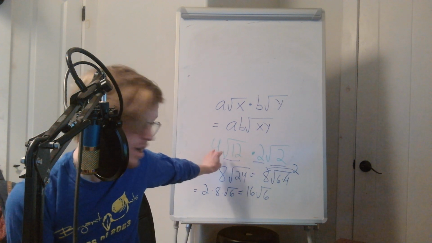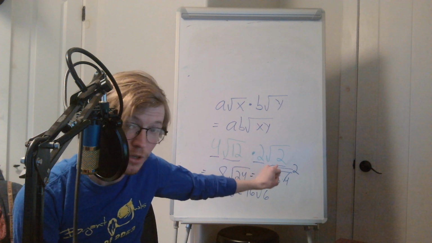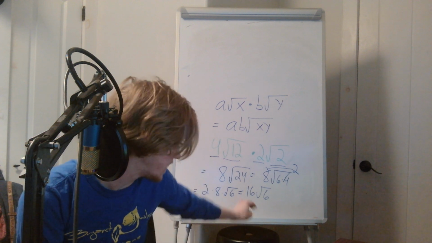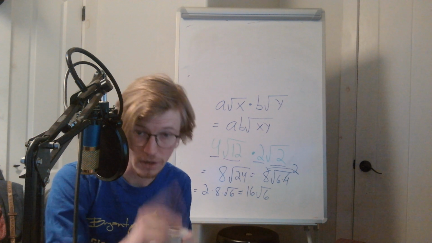So 4 times the square root of 12 times 2 times the square root of 2, when you do all the math and you simplify it down, its most simple answer is 16 times the square root of 6. Let's do one more.